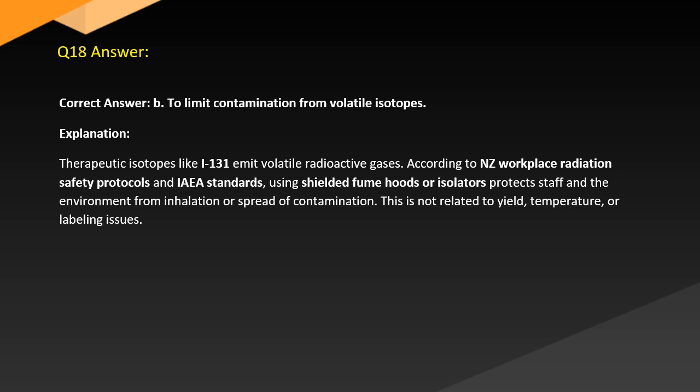Answer. Correct answer. B. To limit contamination from volatile isotopes. Explanation. Therapeutic isotopes like I-131 emit volatile radioactive gases. According to NZ Workplace Radiation Safety Protocols and IAEA standards, using shielded fume hoods or isolators protects staff and the environment from inhalation or spread of contamination. This is not related to yield, temperature, or labeling issues.